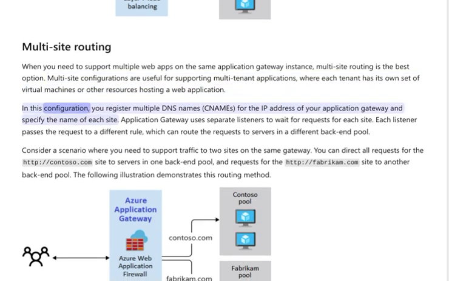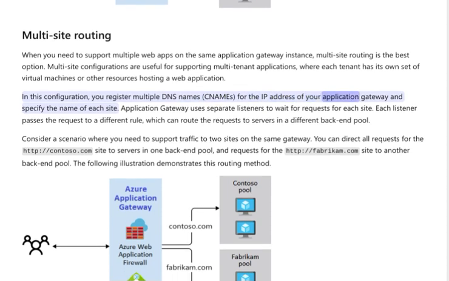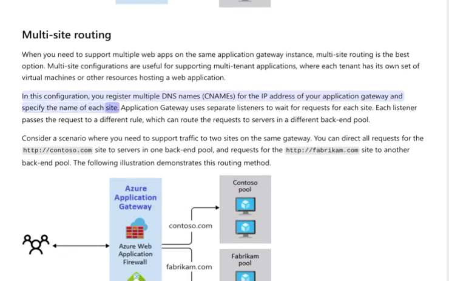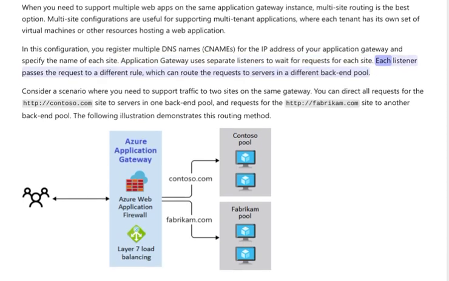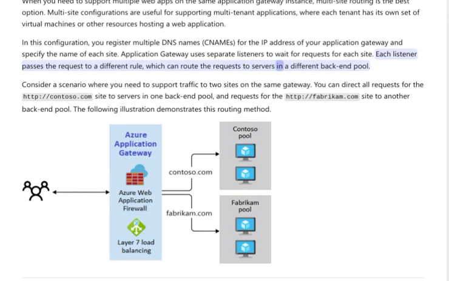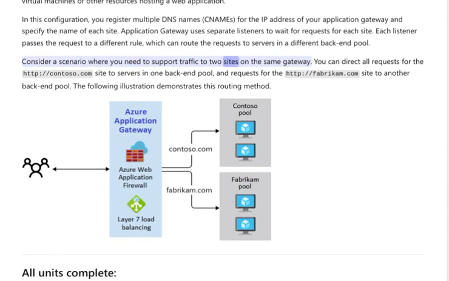In this configuration, you register multiple DNS names, CNAMEs, for the IP address of your application gateway and specify the name of each site. Application Gateway uses separate listeners to wait for requests for each site. Each listener passes the request to a different rule, which can route the request to servers in a different backend pool. Consider a scenario where you need to support traffic to two sites on the same gateway.